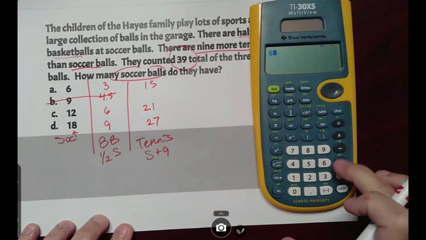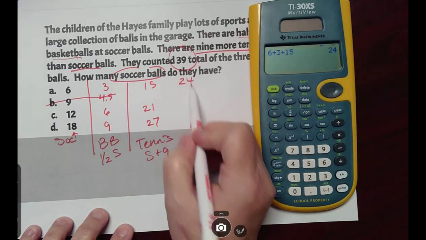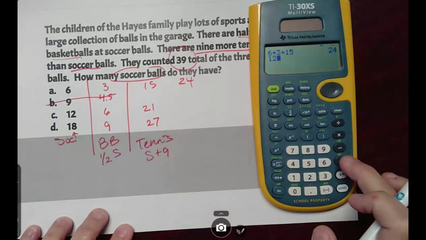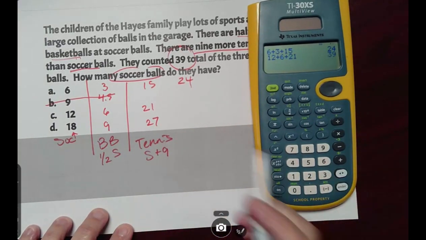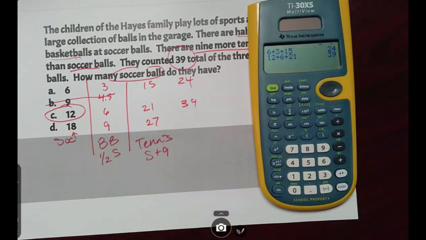6 plus 3 plus 15, 24. Okay, 12 plus 6 plus 21, 39. There's our answer right there. 12 soccer balls, 6 basketballs, 21 tennis balls.